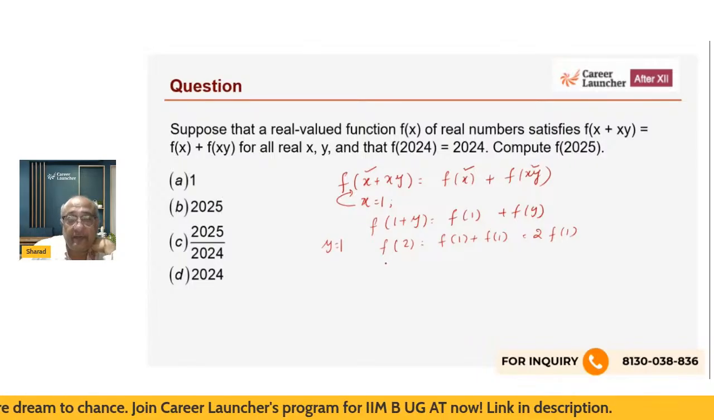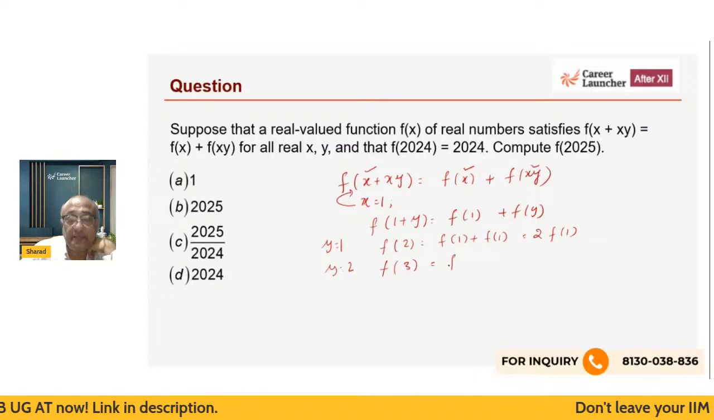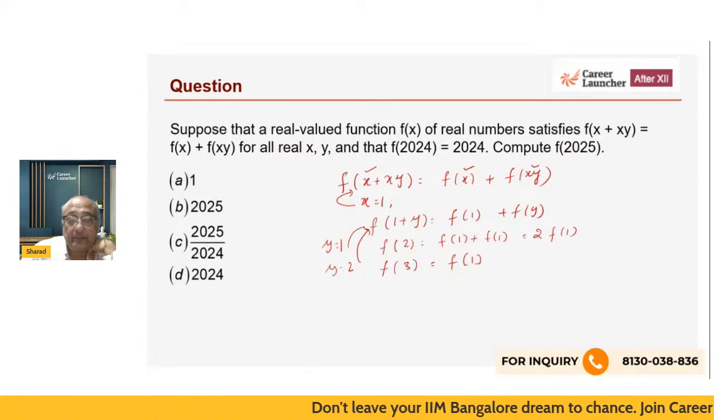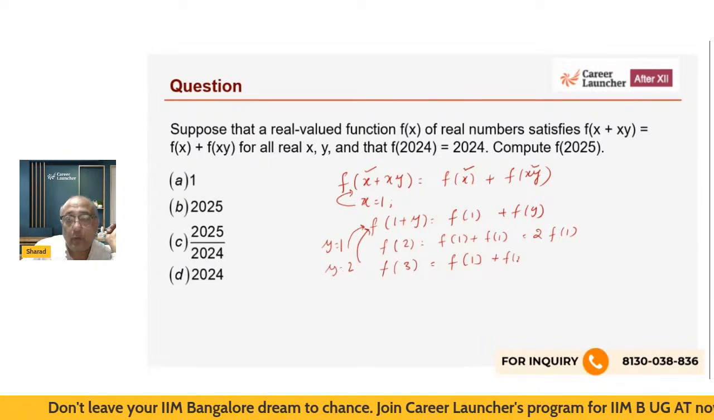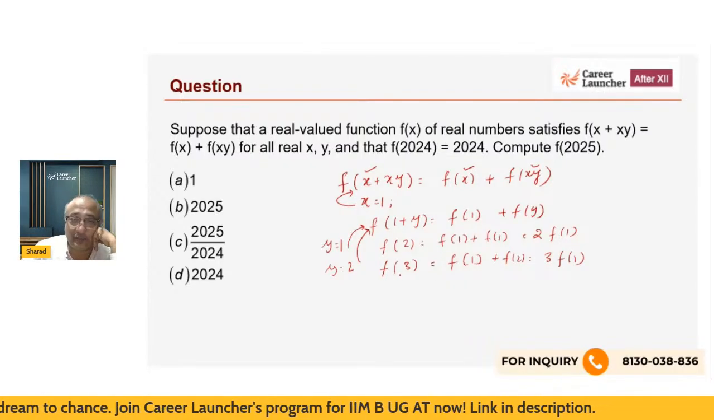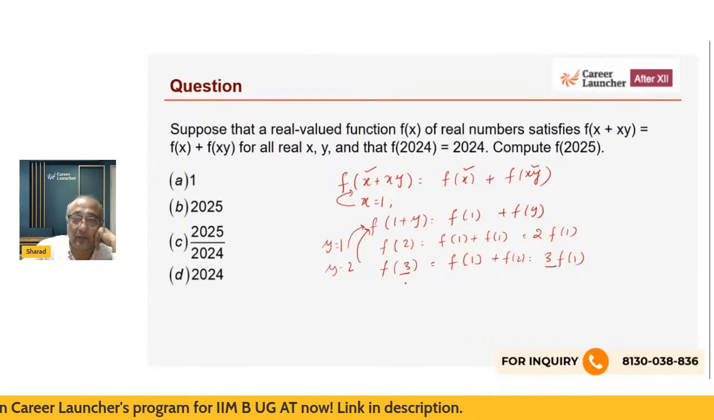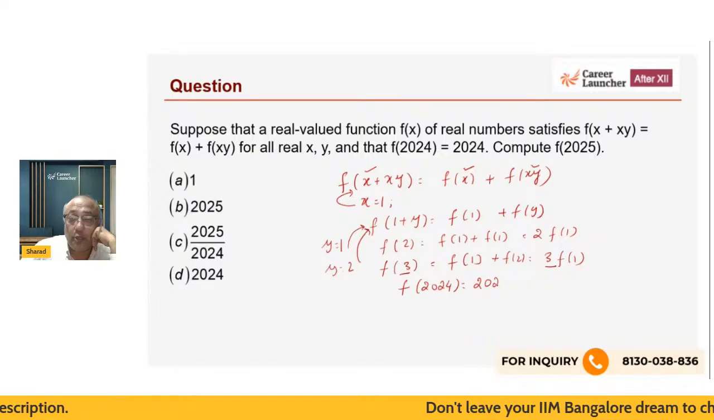Let us see whether the trend follows. Let us try to find out for y equal to 2. Let's put it. So f(3) is equal to f(1) plus f(2), because I'm putting y equal to 2 in this. And similarly y equal to 1 I had put earlier. What is f(2)? It is 2f(1). So this has become 3f(1). Oh my god. So 3 and 3, that's how it is following. No problem. So f(2024) will become equal to 2024 into f(1).